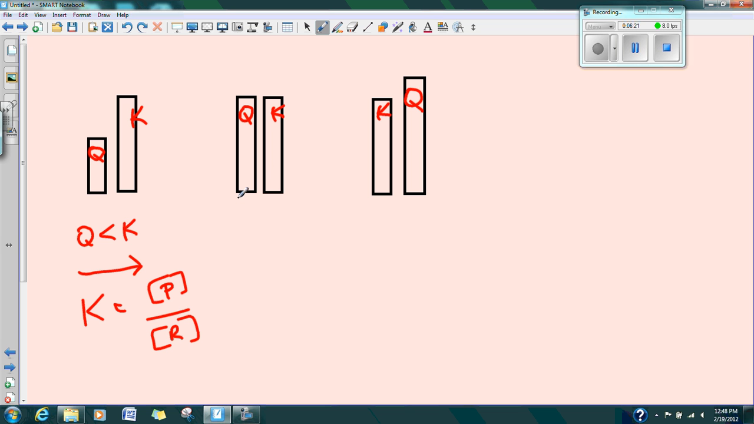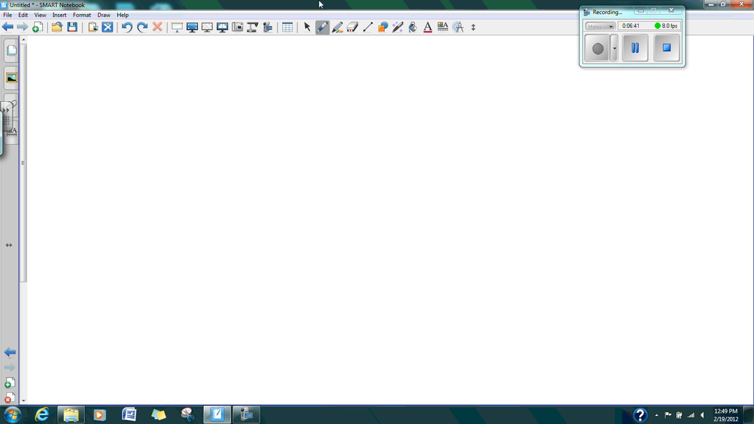Here they're obviously equal, there isn't going to be a shift. And then here I have too much product. My Q is greater than my K, and so this is going to have to shift in this direction to reach equilibrium. So again, there's too much product here. It's way too large.